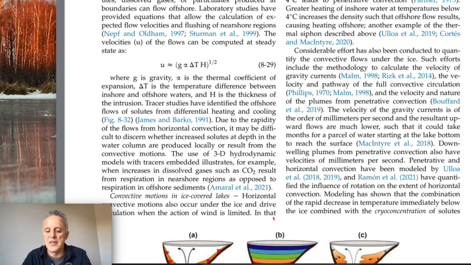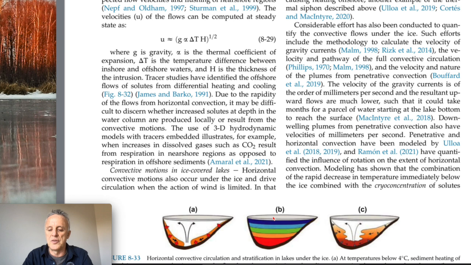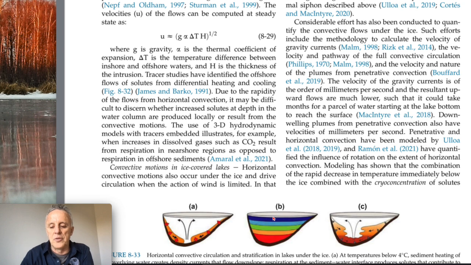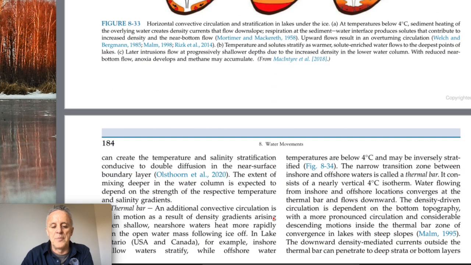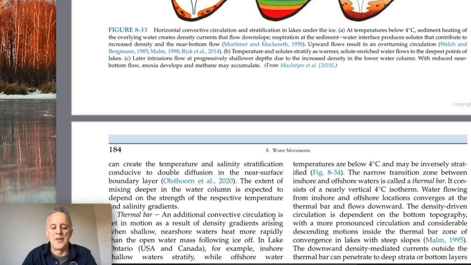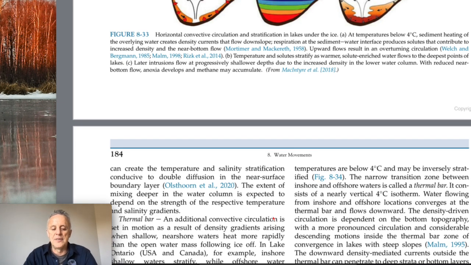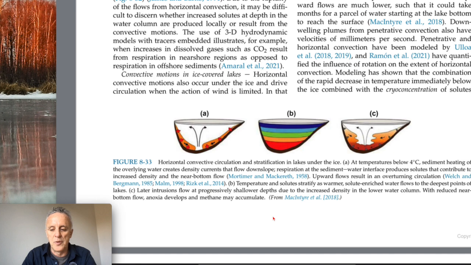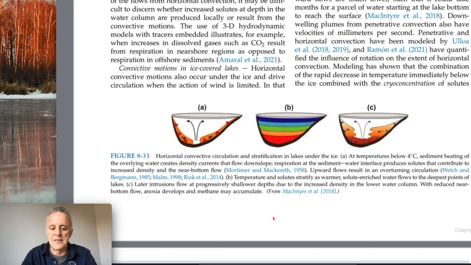Penetrative and horizontal convection have been modeled, and Raman have quantified the influence of rotation on the extent of horizontal convection. Modeling has shown that the combination of the rapid decrease in temperature immediately below the ice combined with the cryoconcentration of solutes can create the temperature and salinity stratification conducive to double diffusion in the near-surface boundary layer. The extent of mixing deeper in the water column is expected to depend on the strength of the respective temperature and salinity gradients. So before we move on, let's look at figure 8-33.